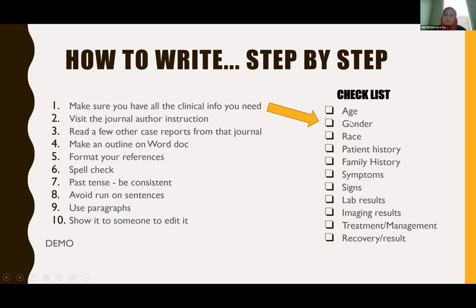Once you have all your clinical information, you can move on to the next step, which is, okay, let's sit down and see how to get it right. So visit the journal author section. Every journal has instructions on how to write the paper or what they want you to write with. Make that outline on a Word document. Format your references according to what they want. Don't forget to do a spell check. Don't forget to use past tense or at least be consistent in the tense that you're using. Avoid run-on sentences, use paragraphs, and last of all, show someone to edit it, okay?